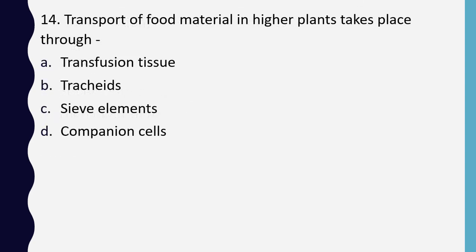Question number 14. Transport of food material in higher plants takes place through transfusion tissues, tracheids, sieve elements, companion cells. Transport of food material in higher plants takes place through. Correct answer is option C, sieve elements.